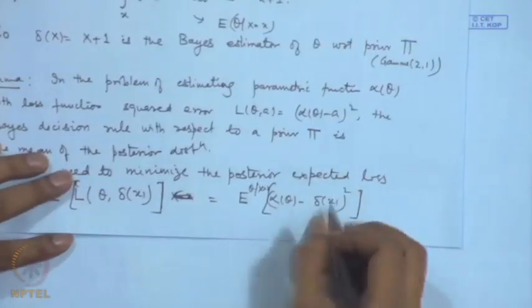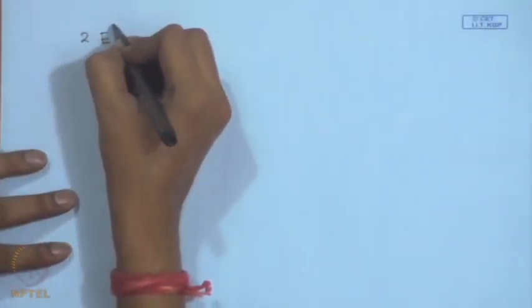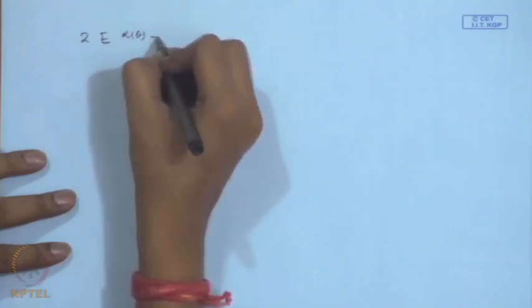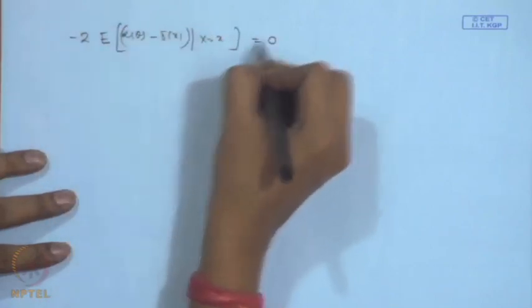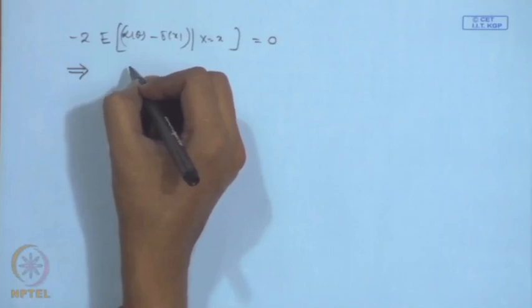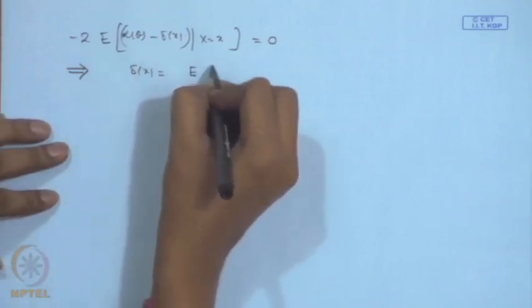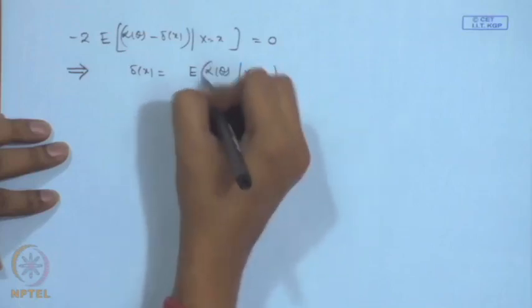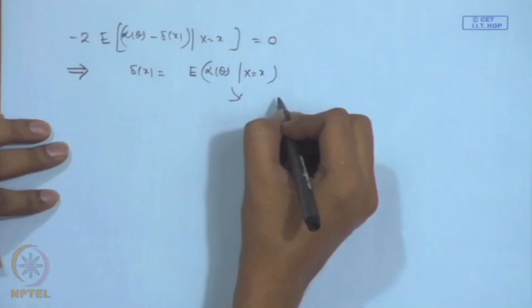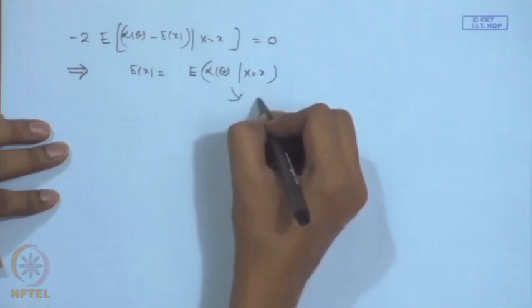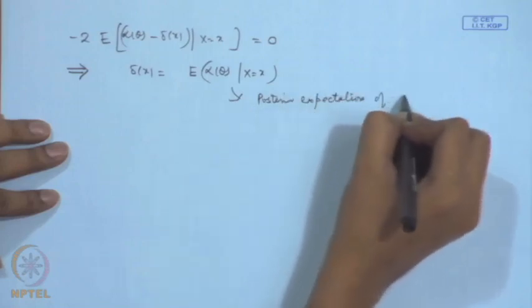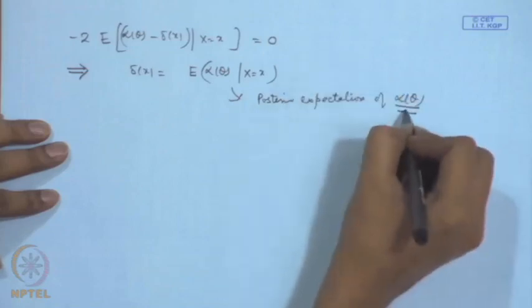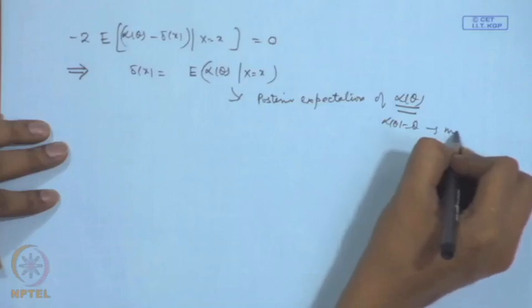Now, in this one delta x is fixed, so we are calling it a. When you differentiate and put equal to 0, you get twice alpha theta minus delta x given x equal to x with a minus sign, this is equal to 0, that is giving you delta x is equal to expectation of alpha theta given x equal to x. That is the posterior expectation of alpha theta. Now, in the previous problem alpha theta was equal to theta, that means, it was simply the mean.